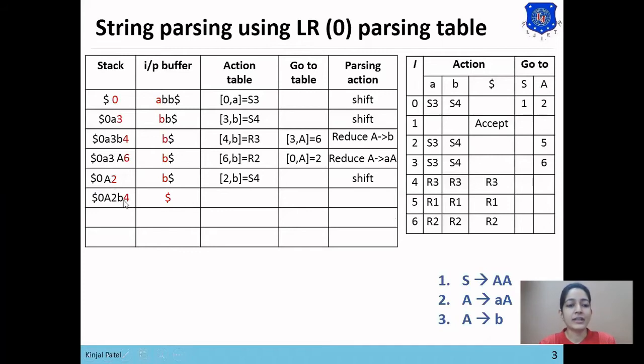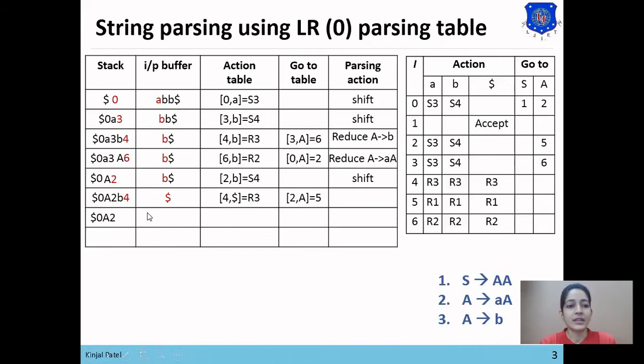So we'll check for the entry 4 on dollar in parsing table. So 4 on dollar has action R3. So reduce action will be performed as 4 on dollar equals R3. So R3 statement will be used to reduce the input. So R3 production is A derives B. So in stack, B will be reduced.